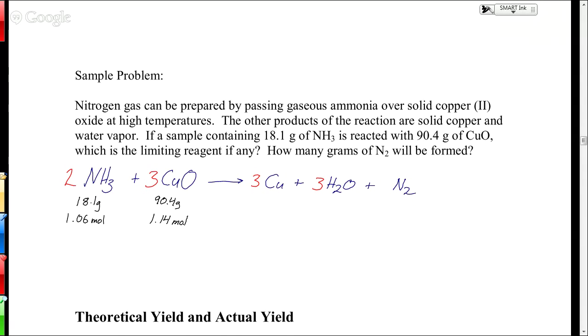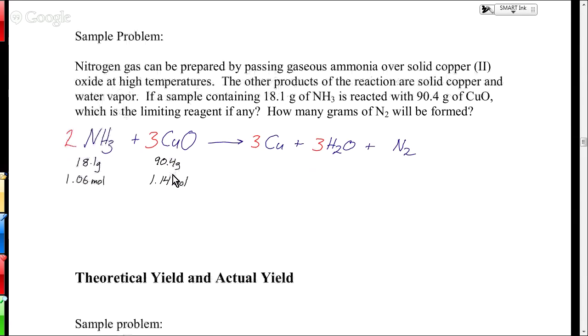Okay. So now we can see that these are approximately 1-to-1 in moles, right? 1.06 to 1.14. But the equation tells us that they need to be in the ratio of 2 to 3. So there should be 50% more copper oxide in moles than ammonia. And we don't see that. They're about the same. So that means that copper oxide must be the limiting reagent. There's not enough of it.